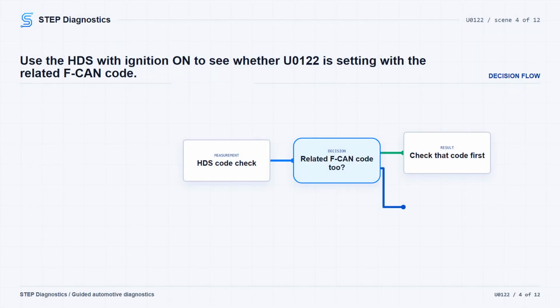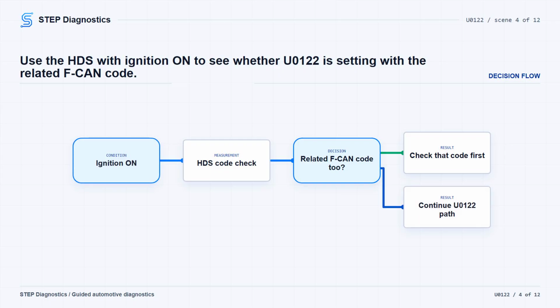Turn the ignition switch to on, Roman 2, or select on mode with the engine start/stop button. Use the HDS to check for pending or confirmed DTCs. If U0122 is setting at the same time as the related FCAN network code, handle that network code first. If U0122 is not setting with that related code, continue with the U0122 path.